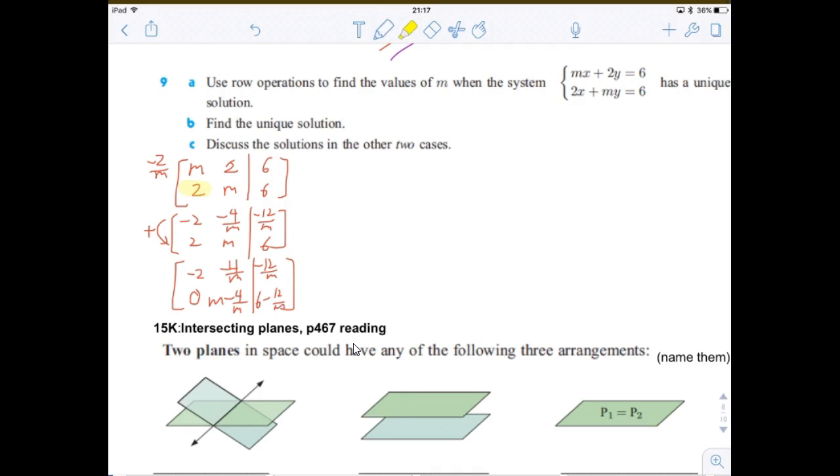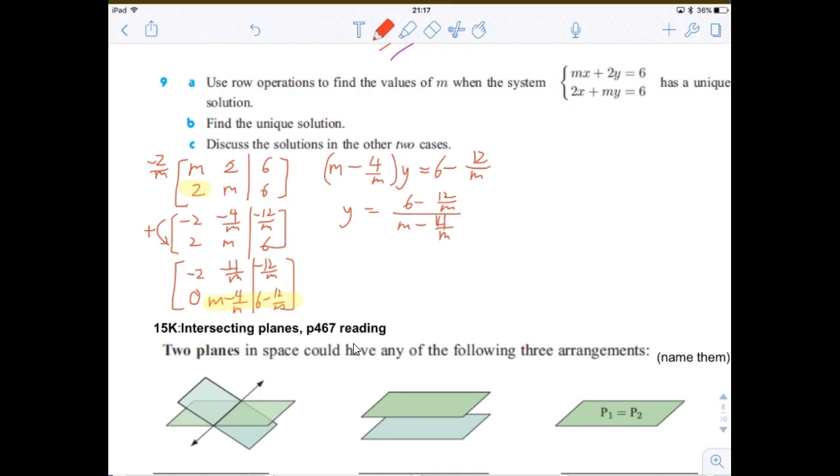So now I can use algebra to figure out what the bottom row represents. The bottom row represents m minus 4 over m y equals 6 minus 12 over m, right? And now I'm going to solve for y. And I just get this really bizarre looking thing here. And then we'll try to see if we can simplify it a little bit.